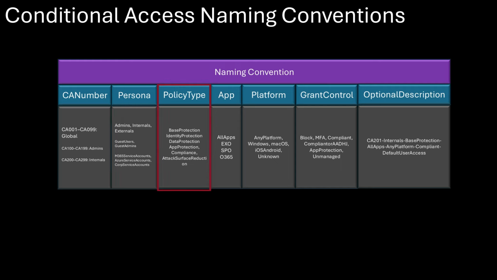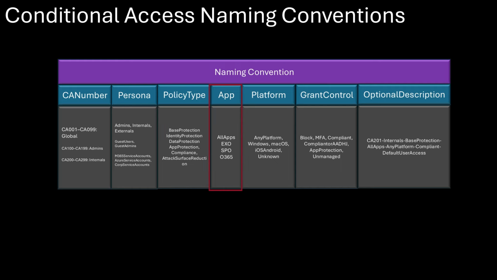Policy type shows the intent or purpose of the policy. Common types include base protection, which can be default security for all apps and users. Identity protection, which can indicate identity related controls like blocking legacy auth or requiring MFA for risky sign-ins. Data protection can focus on protecting data. App protection, compliance, and attack surface reduction could be additional layers for specific scenarios. This is where you express what kind of security you are implementing basically.